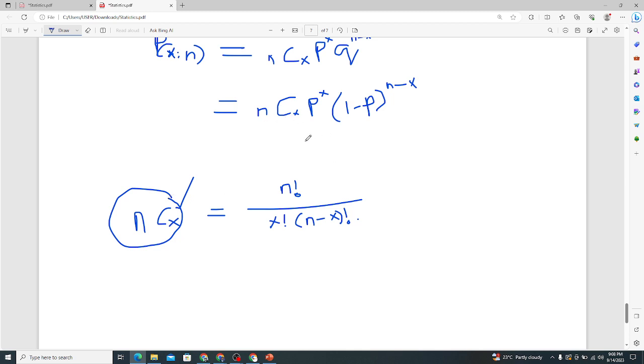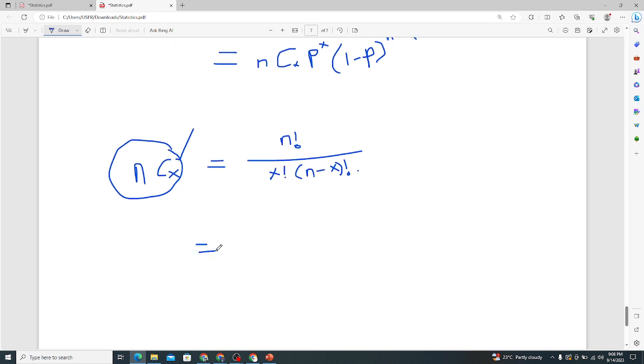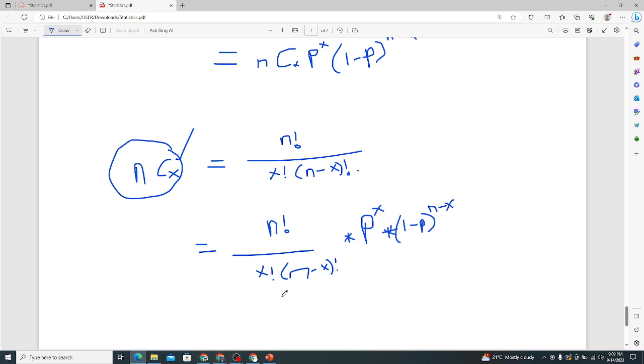Okay, so in this case, we can say now our formula can also be rewritten as n factorial divided by x factorial into n minus x factorial, okay, multiplied by p raised to x, multiplied by 1 minus p raised to n minus what? N minus x. Okay, so this is the formula for binomial distribution.